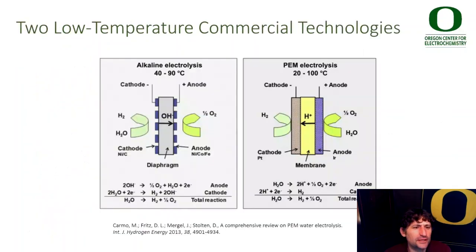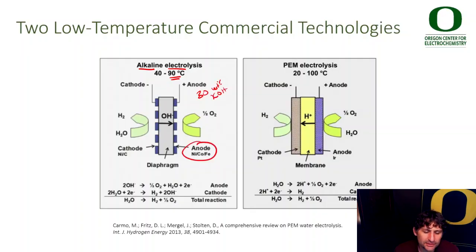Now I'm going to take a moment and talk about something near and dear to my heart, and that's electrolysis of water to make hydrogen. There are really two commercial electrolysis technologies right now at fairly large scales. One's traditional alkaline electrolysis, and this is done typically at the higher end of this temperature range, around 90 degrees Celsius, in concentrated, typically 30 weight percent KOH, for example.